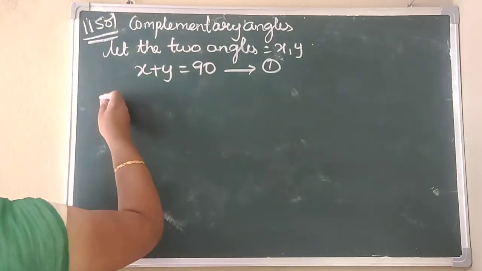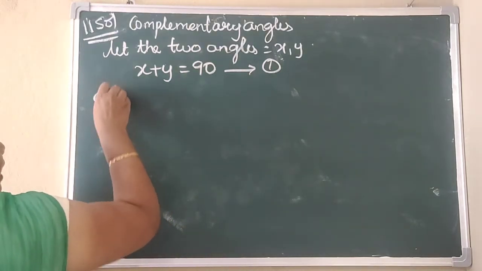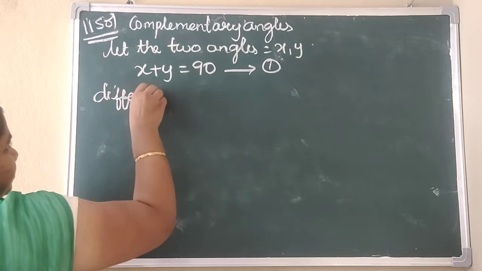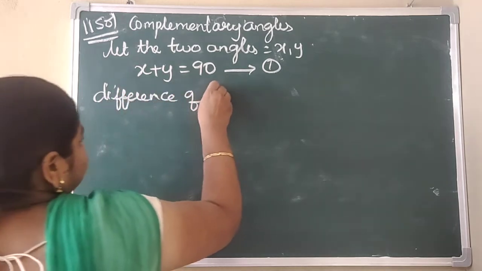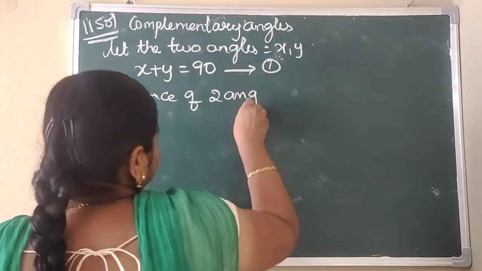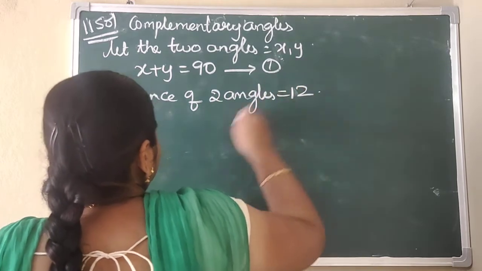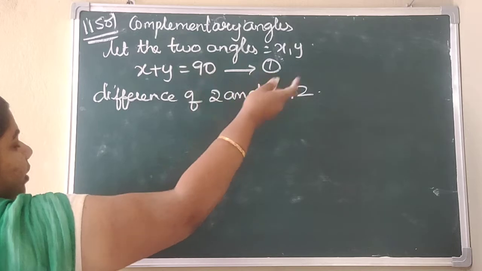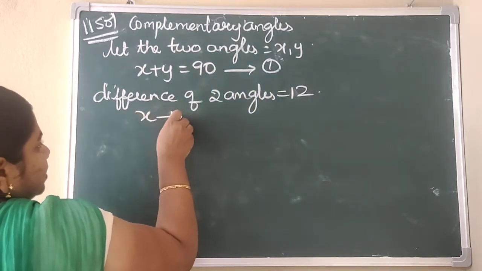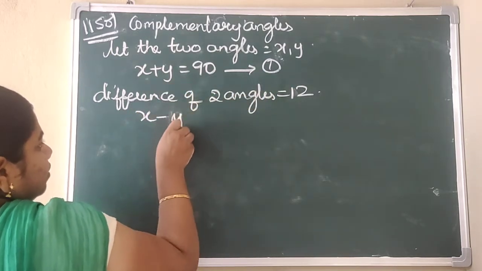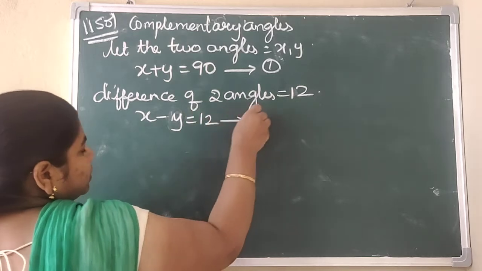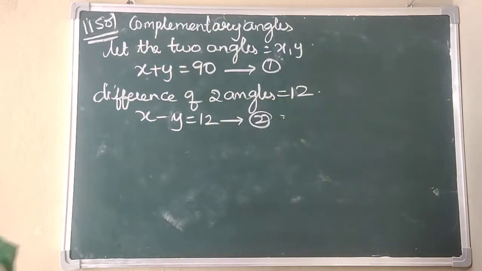So the difference of these two angles is equal to how much? 12. That means if you subtract these two, that will be equal to 12. So x minus y is equal to 12. This is equation number 2. Now we have to find the x value and y value.